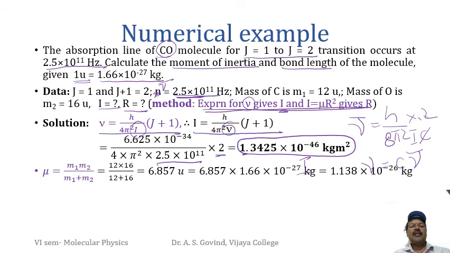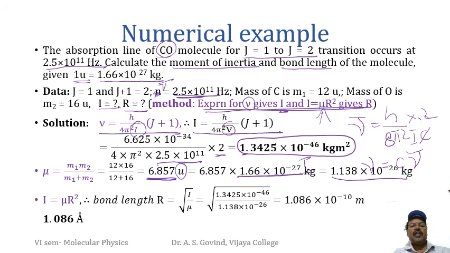Then going further, mu is m1 m2 by m1 plus m2 by definition. Putting the values 12 into 16, 12 plus 16, you are getting 6.857 in atomic mass unit. So convert it to kg by conversion factor 1.66 × 10^-27 kg. Simplify, you will get the mu value in kg. That has to be substituted here.